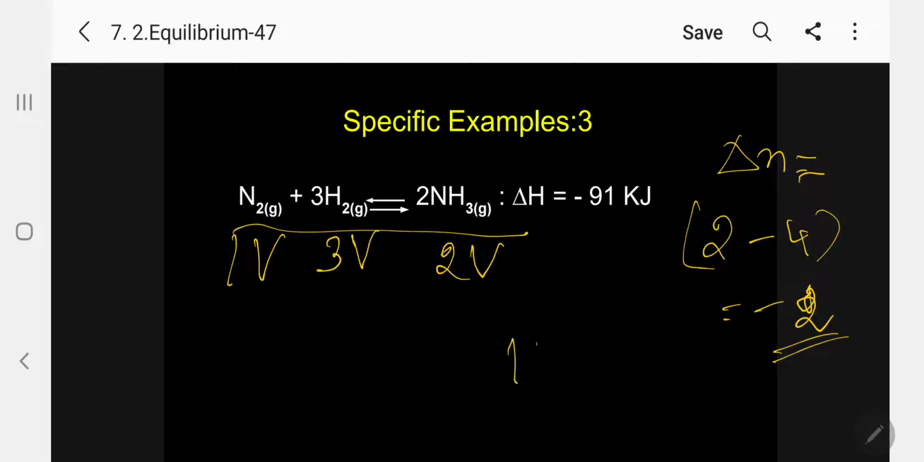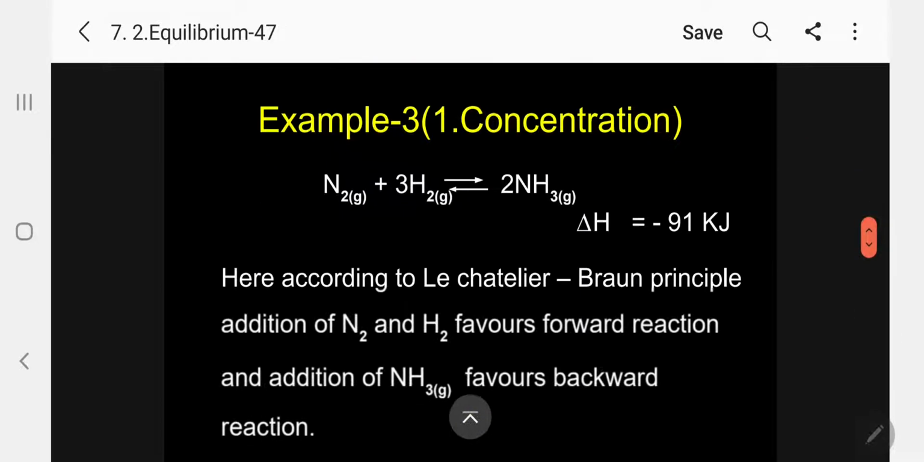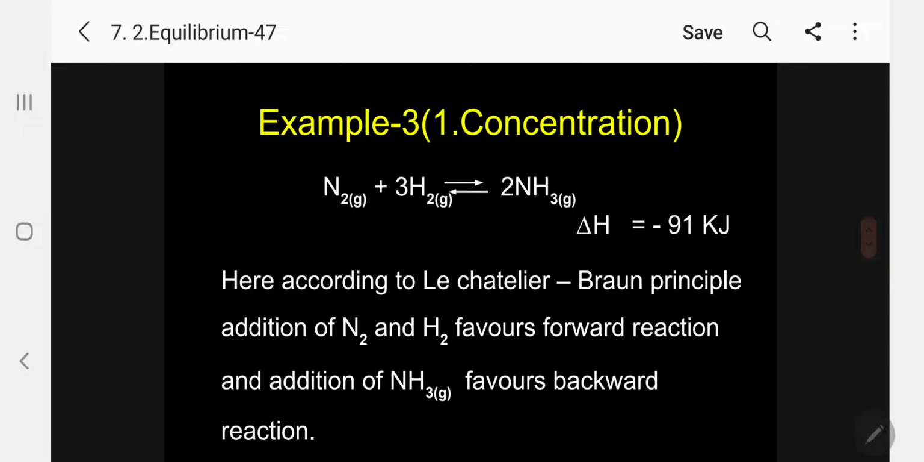That means here Kp is less than Kc; Kc is greater than Kp. So we know delta n, and now we know the correlation between Kp and Kc. Also, the reaction is given as exothermic: forward is exothermic, which means backward is endothermic. With this idea, let me go one by one. First, concentration. According to Le Chatelier's principle, addition of N2 and H2 reactants favors the forward reaction. In the same way, addition of ammonia product favors the backward reaction. This is routine.